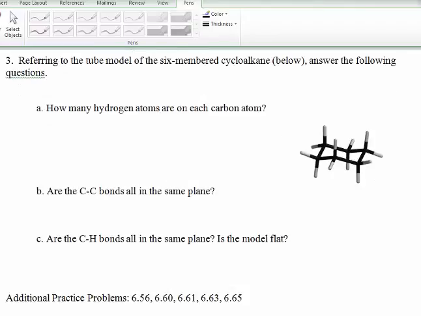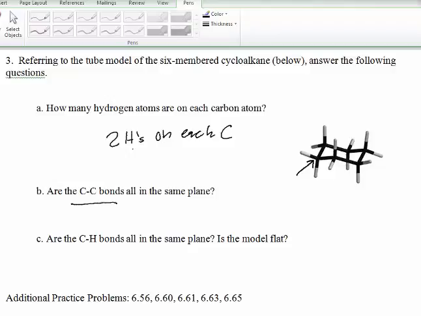So we're going to refer to this tube model of the 6-membered cycloalkane, cyclohexane. How many hydrogen atoms are in each carbon atom? So remember that a carbon atom is right here, and there's 6 of them, 1, 2, 3, 4, 5, 6. And carbon atoms are in black, hydrogen atoms are in gray on this drawing, and so we can see that there are 2 hydrogen atoms for each carbon atom. 2 hydrogens on each carbon.